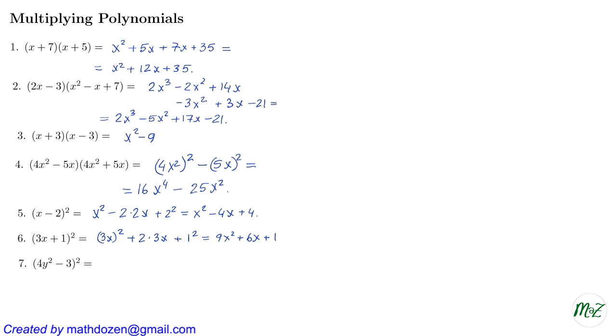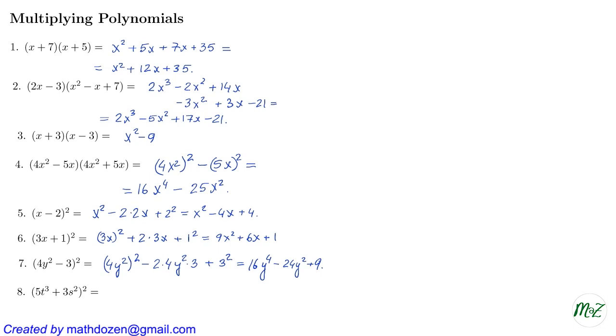And continuing on, this is again the square of the difference, square of 4y squared minus 3. So this is gonna be 4y squared, all of that squared, minus 2 times 4y squared times 3. This is twice the cross product, and then plus 3 squared, the square of the second term. Then we carefully square 4y squared, we get 16y to the 4th. Then we get 2 times 4 times 3, 24, so negative 24y squared, and 3 squared is 9.